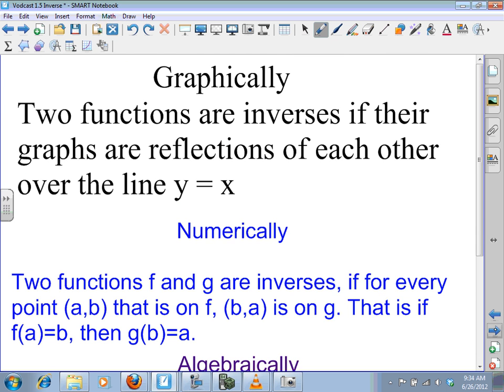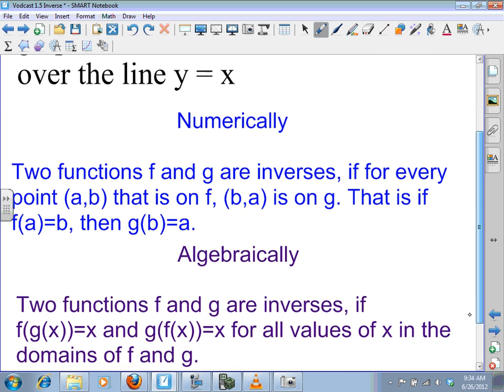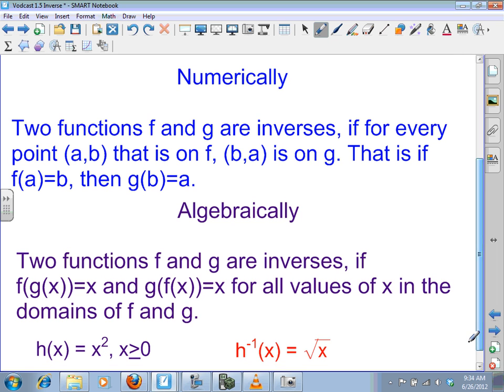So numerically, that's this idea. Numerically, two functions f and g are inverses if for every point a, b that is on f, b, a is on g. That's what I just said. If 2, 4 is on h of x, then 4, 2 is on h inverse of x.